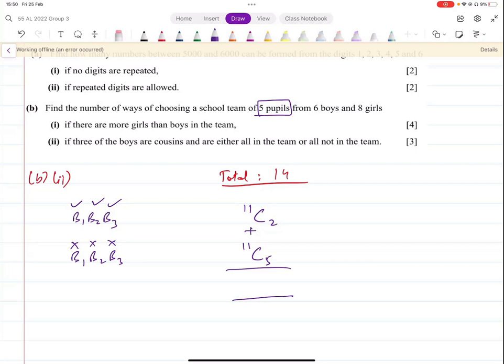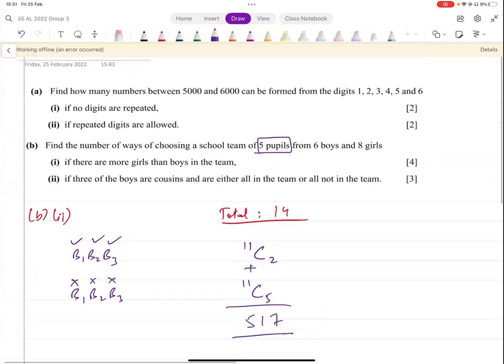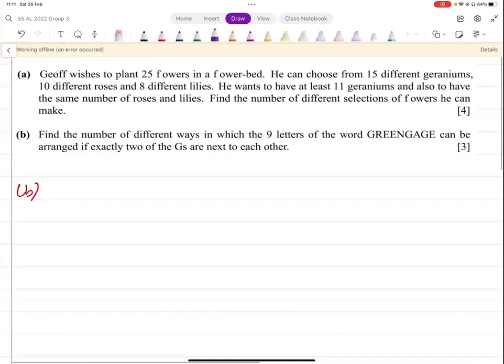Is that okay? It's very similar to what we did in one of the previous questions, where we had to select two people and not select both of them. Is that okay? What do we get from this? We got 517. So that's the result here in B2. Moving forward using the concept that we already know.